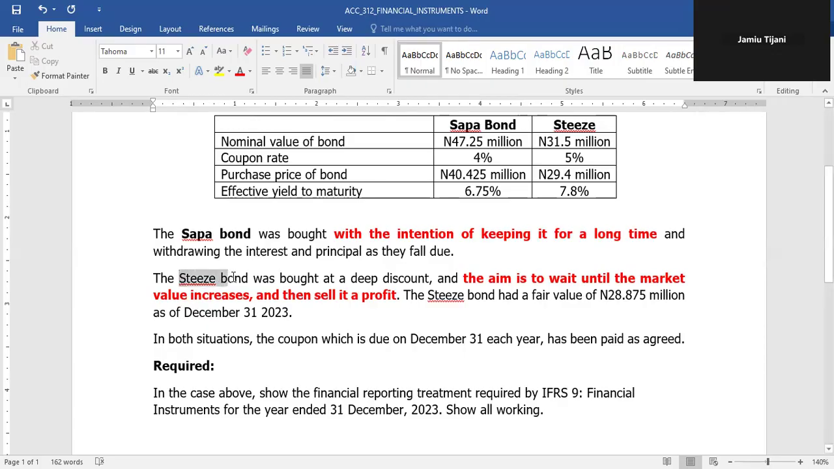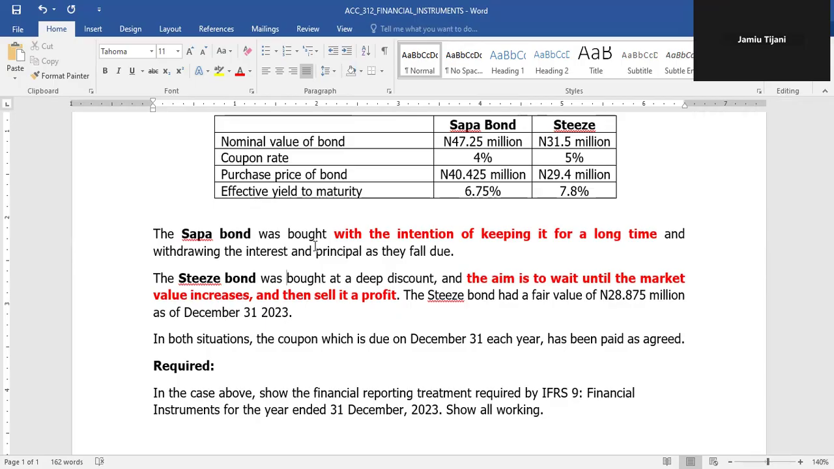However, the Steeze bond will not be accounted for using the amortized cost method, because it is not to be amortized. It is to be accounted for using the fair value approach. So it's a financial instrument at fair value. And the rationale is not far-fetched. The rationale is simply because the company intends to take advantage of a bullish trend in the market, by which time the bond would have gone up in value and the instrument then sold at a profit.